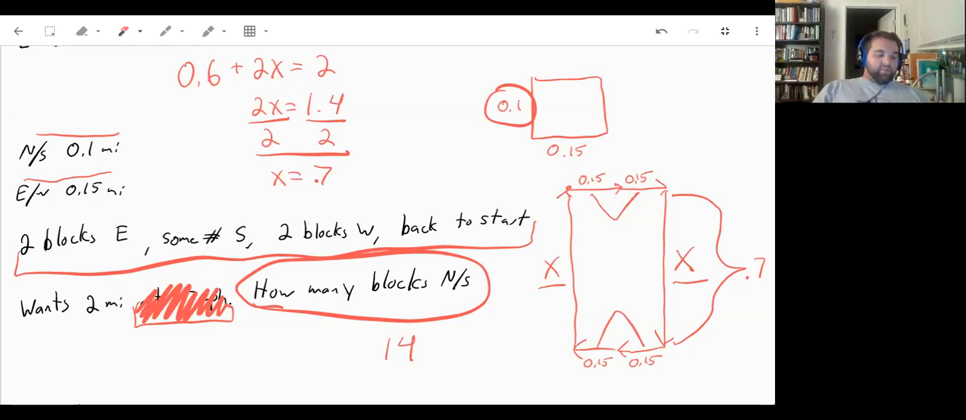How many short blocks must you run? Yes, we're running 14, which would be about 1.4 miles, which goes well with the 0.6 miles that we had from the east and west, and that comes out to 2 miles total. It makes sense from the question that's there.